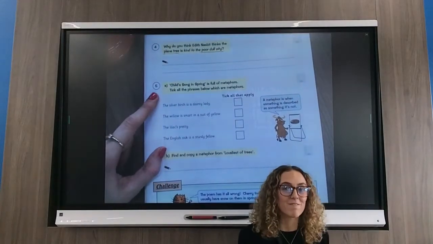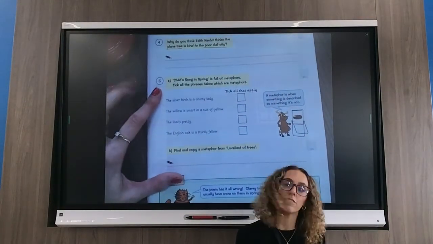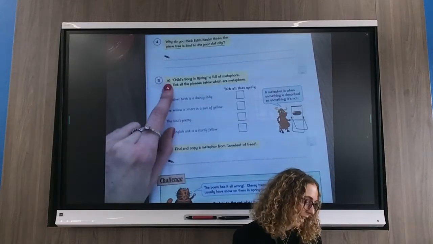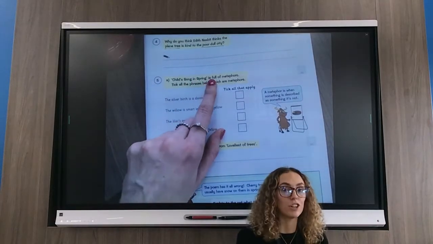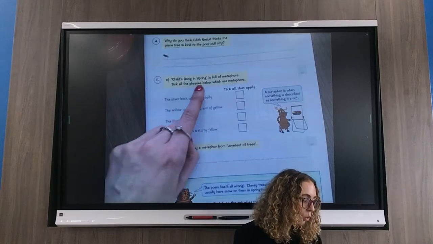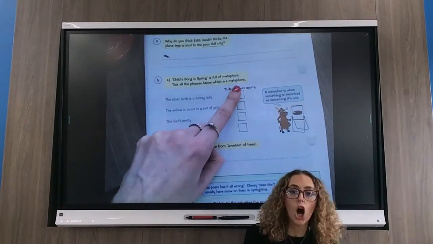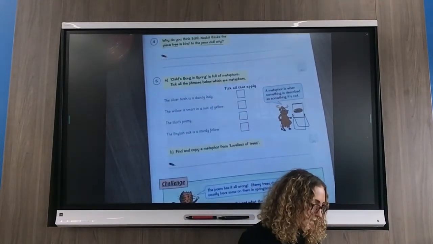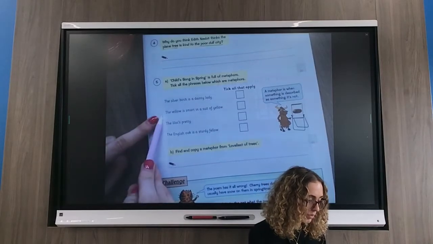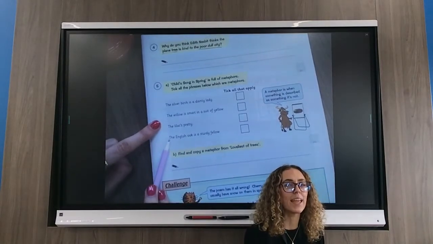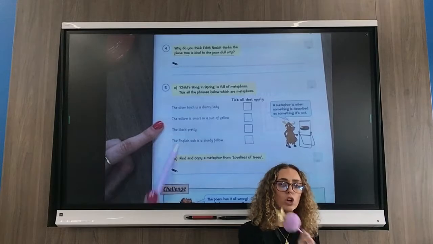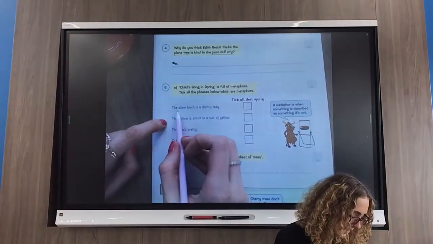Okay, so question 5, let's use our learning about metaphors today. So A, Child's Song in Spring is full of metaphors. Take all the phrases below, which are metaphors. So I know I've probably got to read all of these sentences and decide, is it a metaphor, is it not a metaphor? So I'm going to use my pen whilst I do it.